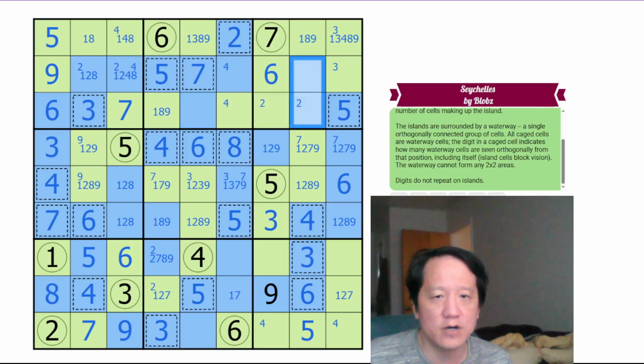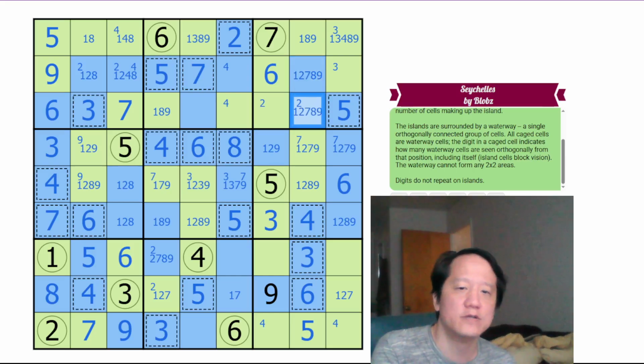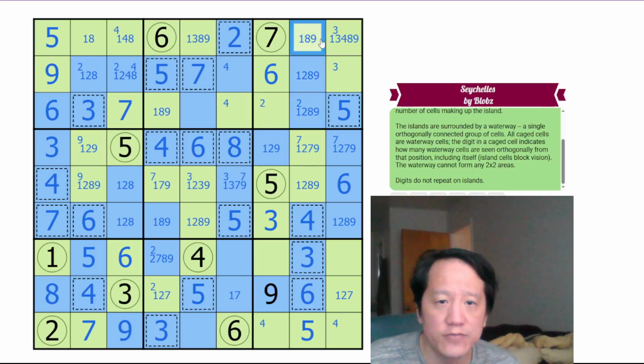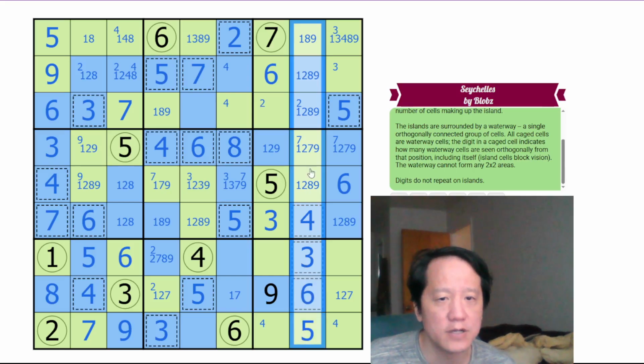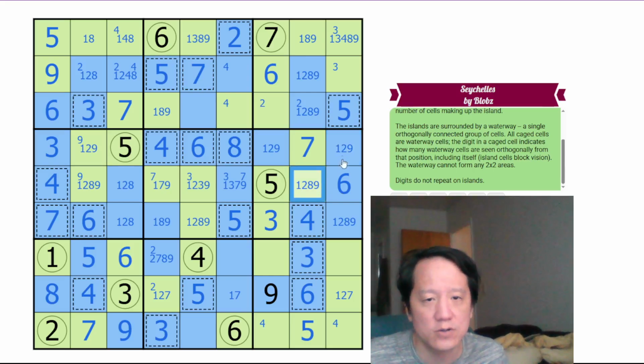Remaining digits of column 8: 1, 2, 7, 8, 9. No 7 here, no 7 here. Where is the 7 in column 8 then? It has to be here. So that's 7, which eliminates 7 here.